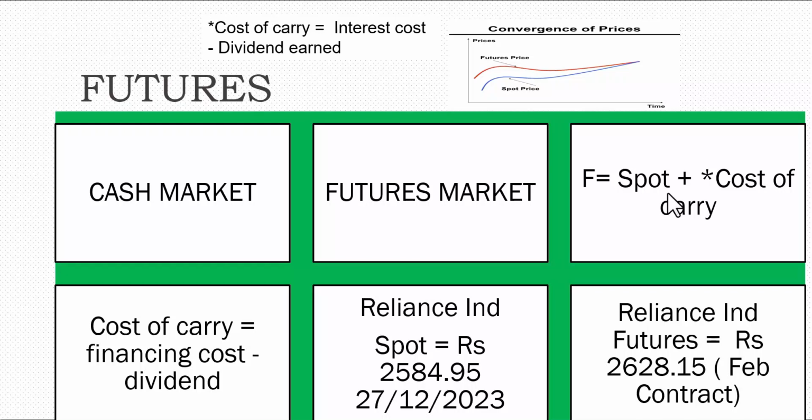So the Reliance Industries spot price is 2,584, and on 27th of December, the future price was 2,628. Okay, which carried, yeah. Spot price, and listen to me. Just I got your question. If I think I've got it right.